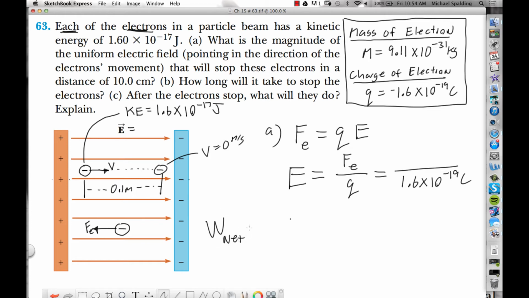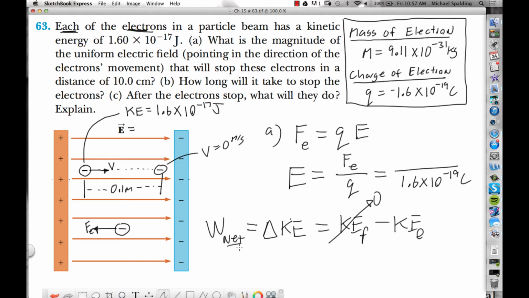So one of the equations from first semester: net work always equals what? Change of kinetic energy. It's kind of a useful equation to know. So that's going to be kinetic final minus kinetic initial. Okay, what's kinetic final over here? 0. So kinetic final is 0. We have the kinetic initial. And by the way, what is the net work here?